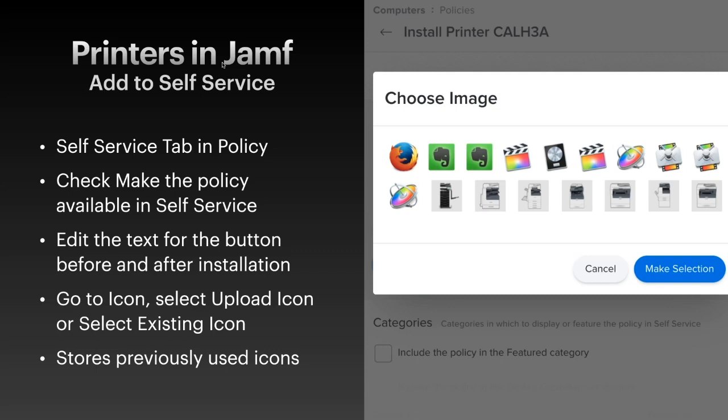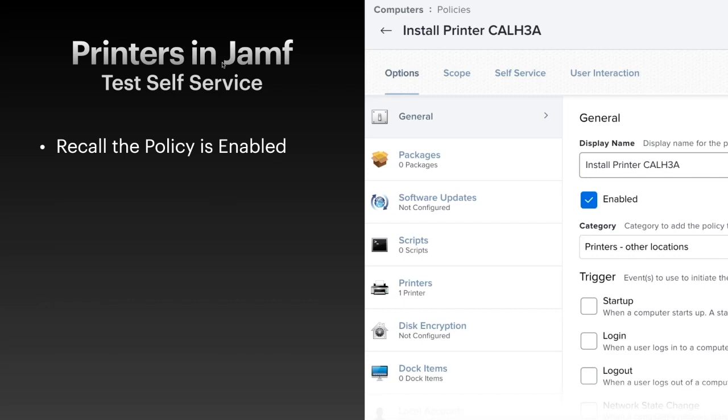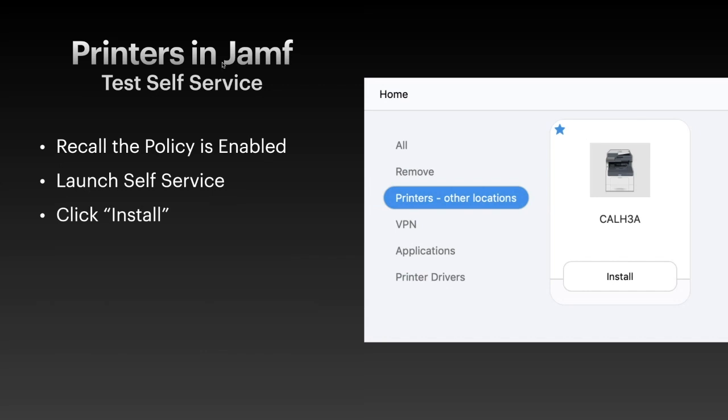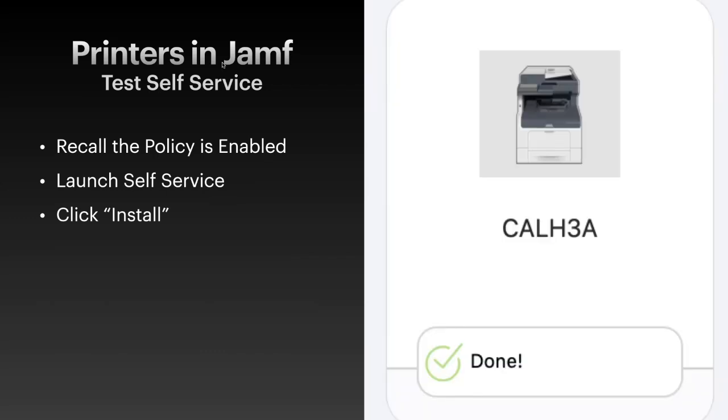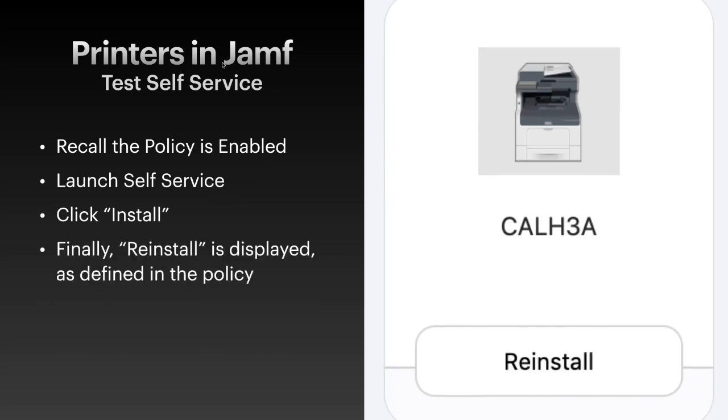Next, you'll need to test in self-service. So our printers are deployed globally. They're scoped out to everyone. So remember the policy is enabled, check your scope, and then go to a machine that you can test your self-service. So you'll launch self-service. You'll navigate to the category that you've defined, and then you can click Install. The way our self-service works is that it is briefly displayed as done, and then it will finally rest and display reinstall when the printer has been added. So again, if reinstall isn't quite right for your environment, you can change that text.